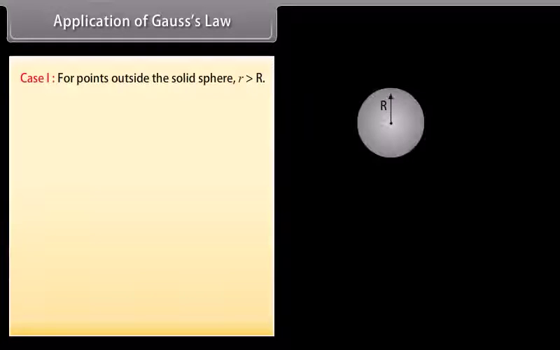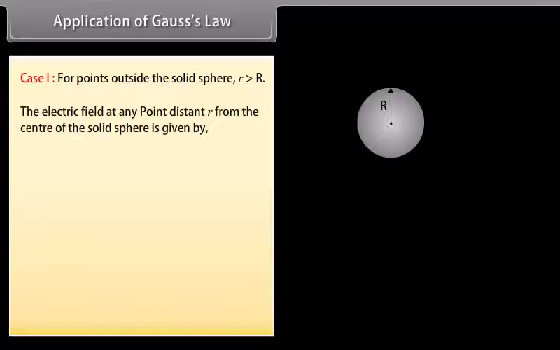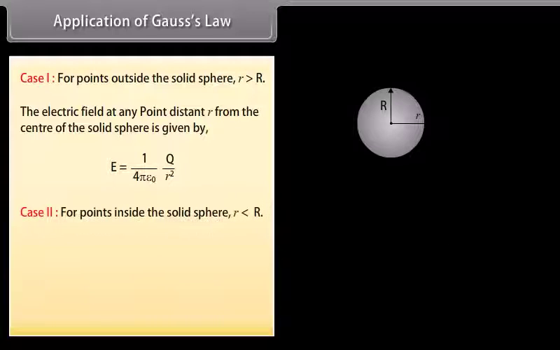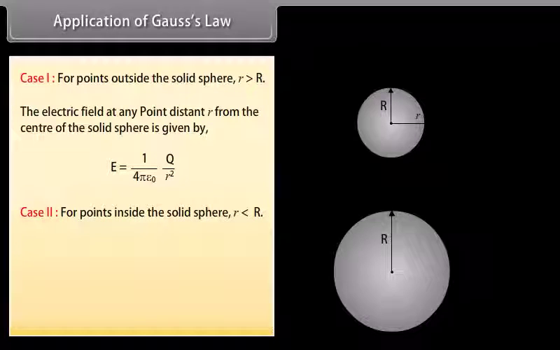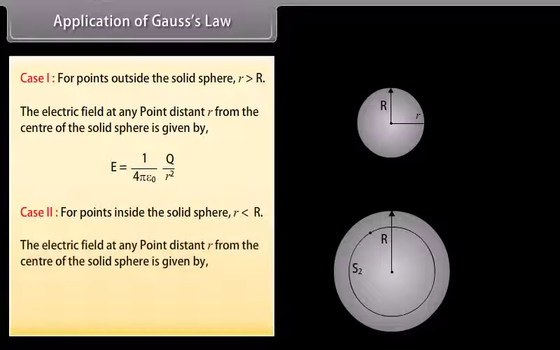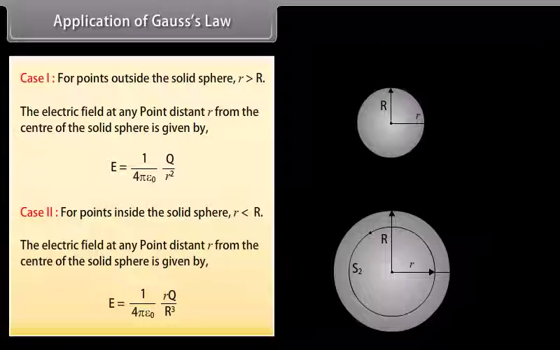Case 1. For points outside the solid sphere, r is greater than R. The electric field at any point distant r from the center of the solid sphere is equal to 1 upon 4 pi epsilon naught multiplied by Q upon r square. Case 2. For points inside the solid sphere, r is smaller than R. The electric field at any point distant r from the center is equal to 1 upon 4 pi epsilon naught multiplied by r Q upon R cube.